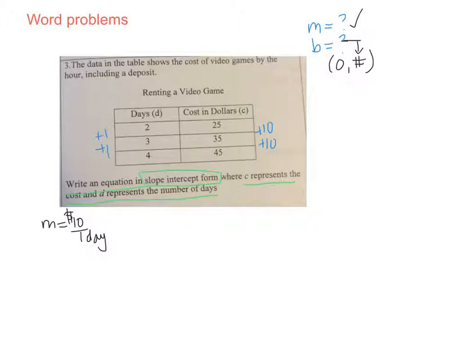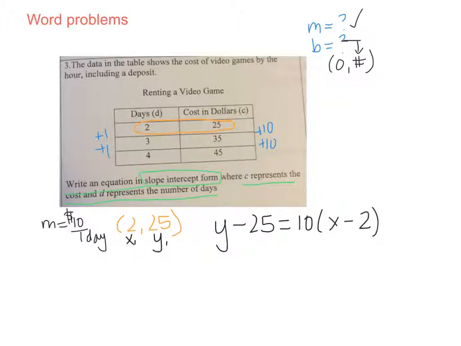All right, I'm going to pick my favorite point. My favorite point is 2, 25. 2, 25 is my favorite point. That will be my x sub 1 and my y sub 1. All right, I'm ready to write in point-slope form. y minus y sub 1 equals my slope times x minus x sub 1.